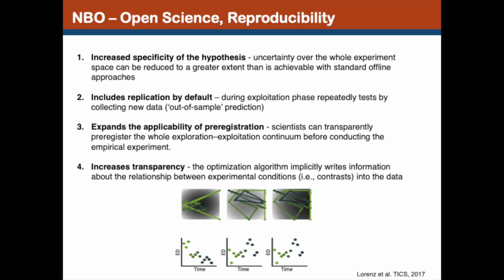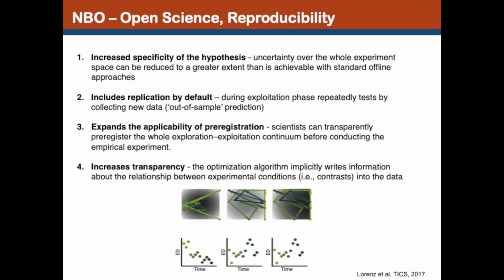It includes replication by default. So normally the acquisition function that I told you about is transitioning from a place in the beginning where it's exploring different points to then, when it gets more information, it's going to exploit the same points again and again. And this is out-of-sample prediction. You're giving a new individual sample every time. Yeah, and as I told you, it expands the applicability of pre-registration, so you can pre-register this whole exploration-exploitation continuum.